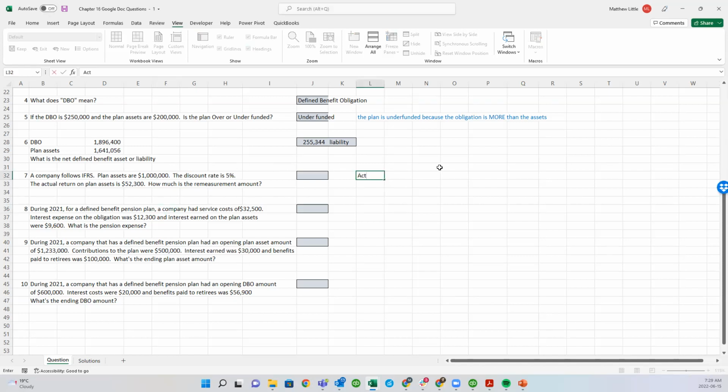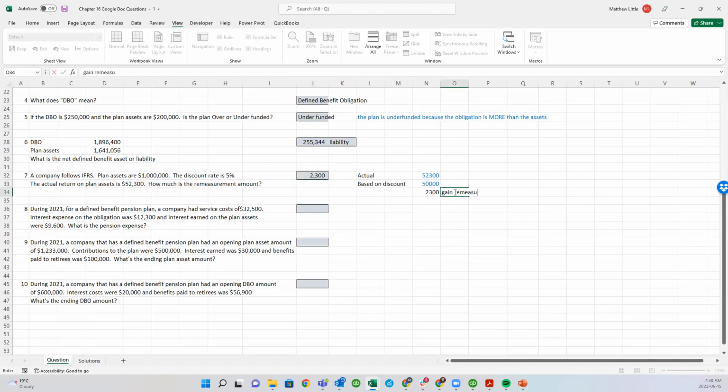So if you recall, we have to look at the actual return versus the amount based on the discount rate. Our actual return, we're told, is 52,300. Our discount rate is 5%, so we take the plan assets of $1 million times the 5%. So our discount rate or expected return was $50,000. In this case, we look at the difference. And because our actual return exceeded our discount rate, we actually have a 2,300 positive gain remeasurement amount.